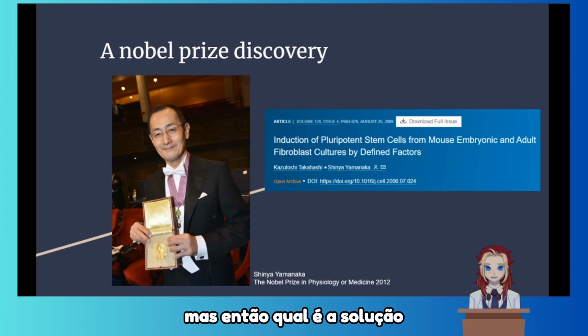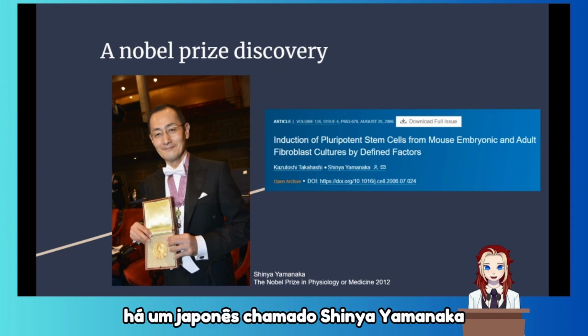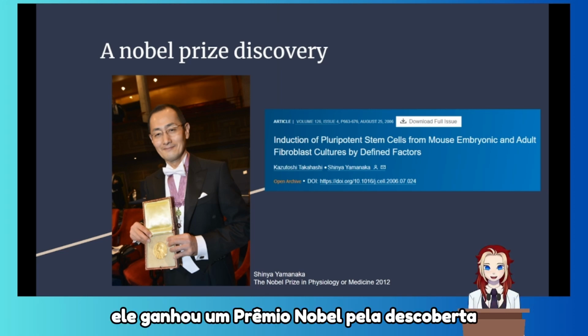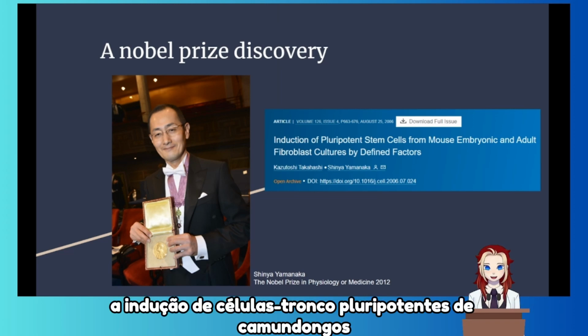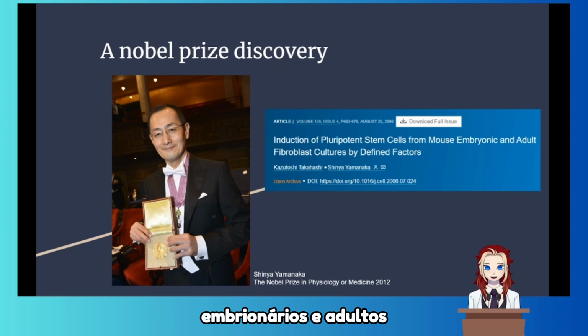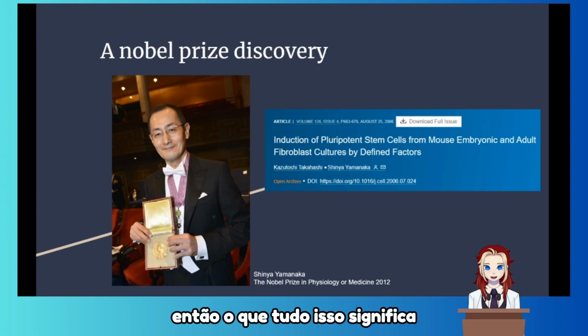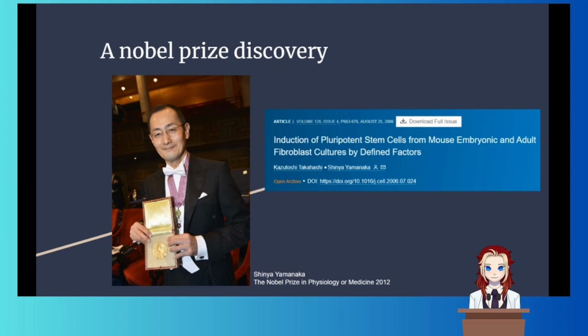But so what's the solution? Actually, there is a Japanese scientist named Shinya Yamanaka. I hope I said this right. He won a Nobel Prize for this discovery: the induction of pluripotent stem cells from mouse embryonic and adult fibroblast cultures by defined factors. So, what does all of this mean?